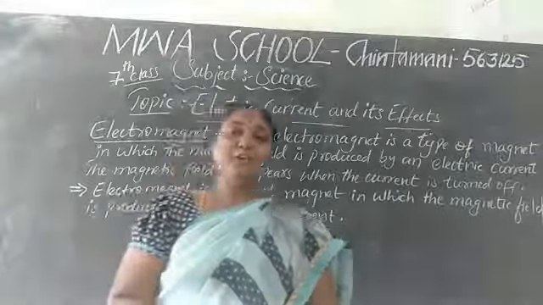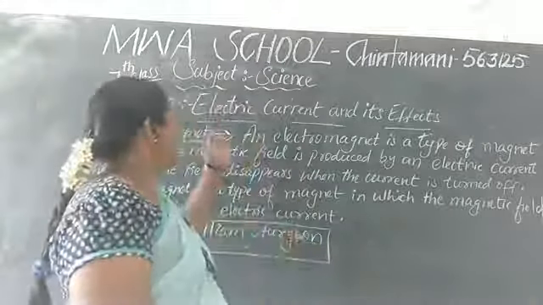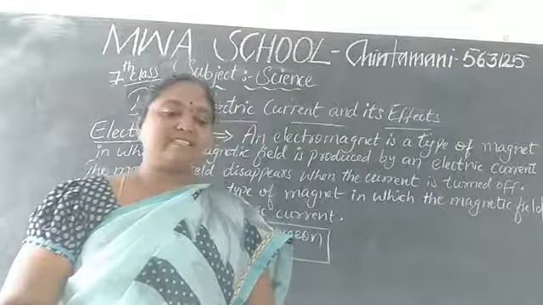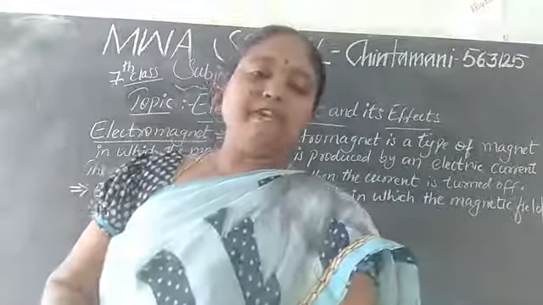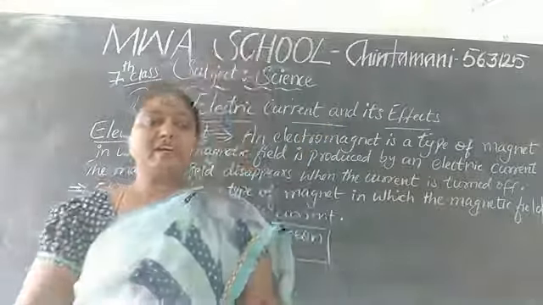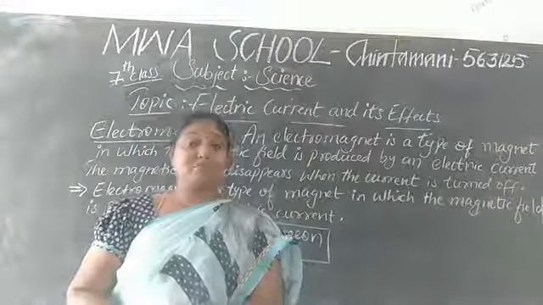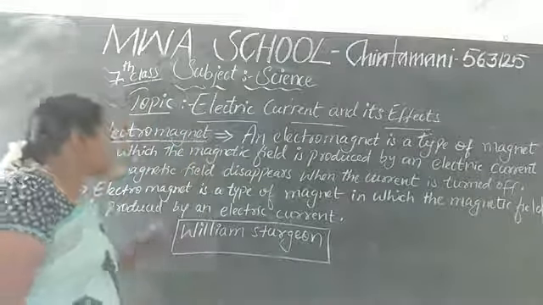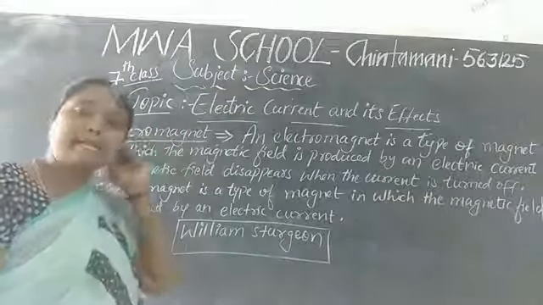What is the topic going on for us? It is the electric current and its effects. So in the last class we have learned about the magnetic effects of the electric current. Have you watched the videos, children? Very good. So today our topic is about the electromagnet.